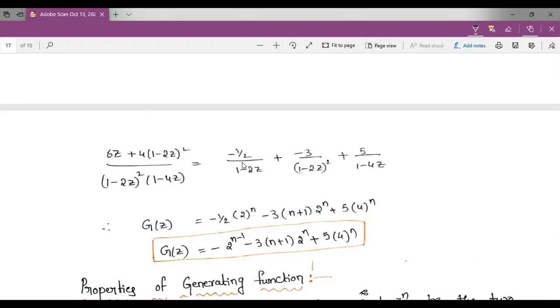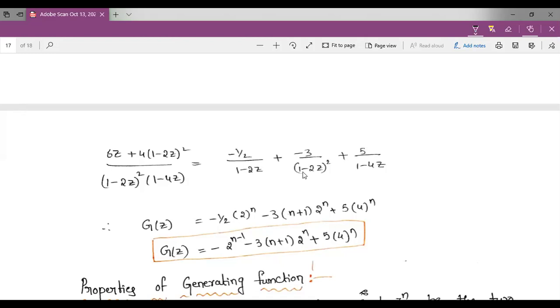So this is the closed form of the generating function. The sequence form is g of z is equal to minus 1 by 2, a constant, times 1 by b minus az. The sequence form is b into a power n. So b value 1, a value 2, so 2 power n, minus 3 constant.